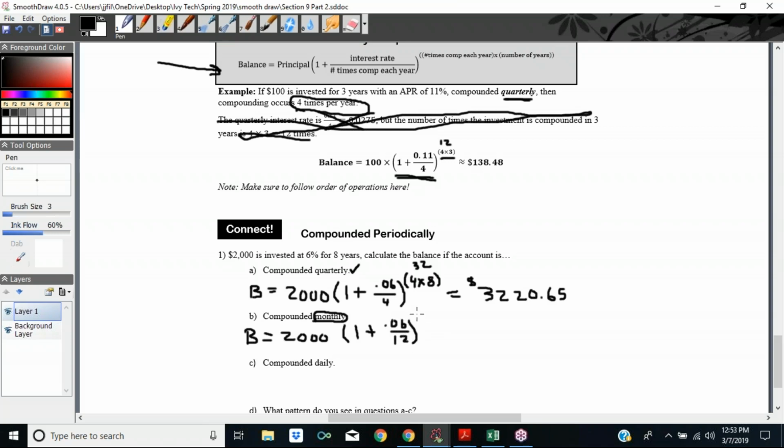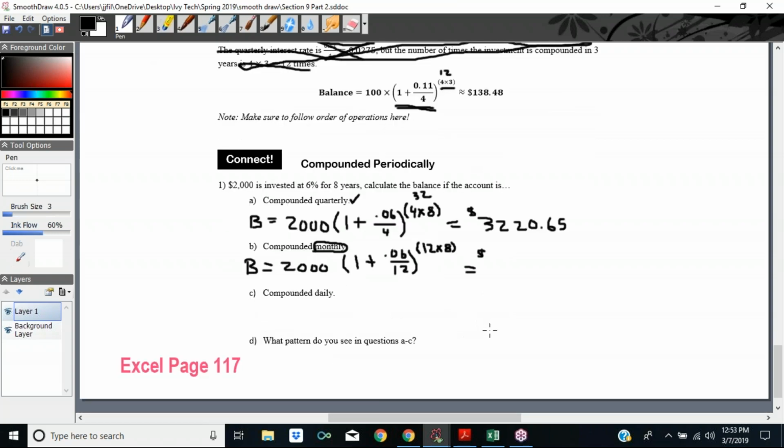So we're going to put a 12 down there. And then for our power, we're going to have to do 12 times 8. Make sure that's all in parentheses on your calculator, or put 96 if you want. So part A was compounding at 4 times a year. Part B is compounding at 12 times a year. And see what answers you get for that one. $3,227.29, certainly.